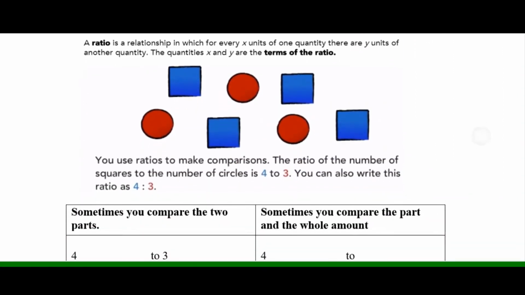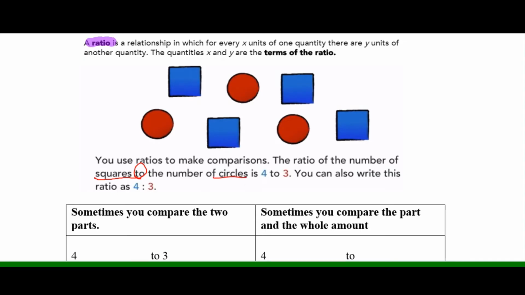All right, so a ratio is a relationship in which for every x unit of one quantity, there are y units of another quantity. The quantities x and y are the terms of the ratios. So ratio is our vocabulary word here. So right here we have a picture shown of red circles and blue squares. So you use ratios to make a comparison. So we can compare these shapes using ratios. The ratio of the number of the squares to the number of circles is 4 to 3. So notice here that it said squares to circles.